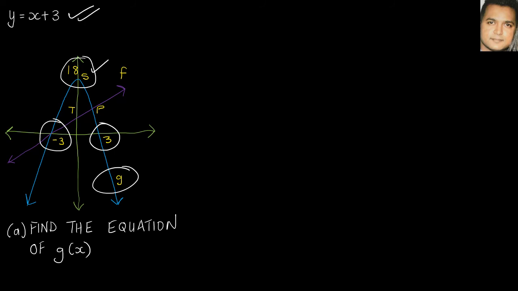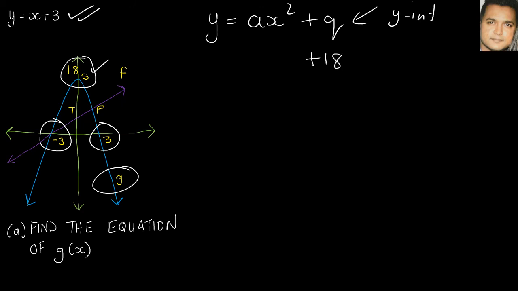Now let's start off by using the format of the parabola, which is y is equal to ax squared plus q. Now we know that q is our y-intercept. So let's substitute that. The y-intercept is 18. Now we are given 2 points here, so we'll use one of these points. Let's use this. We know this coordinate here will actually be (minus 3; 0). So let's substitute it into this formula here.